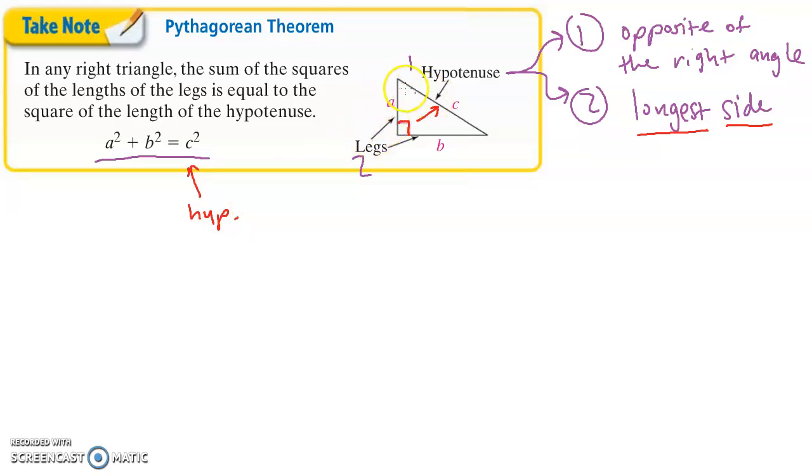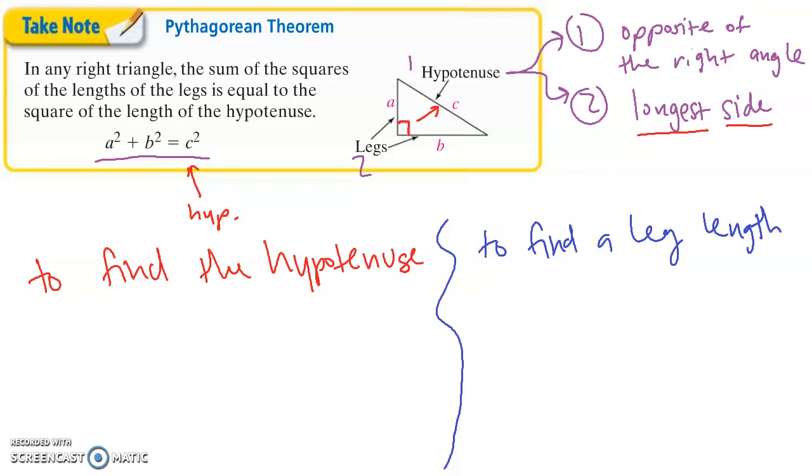Now, in addition to a hypotenuse, a triangle has three sides, and the two other sides are considered to be legs. It doesn't matter which leg is a or which leg is b. We just have to make sure that the legs are, one, not the hypotenuse, and two, they have to be shorter than the hypotenuse, because if the hypotenuse is the longest side, then the legs have to be shorter. Cool?